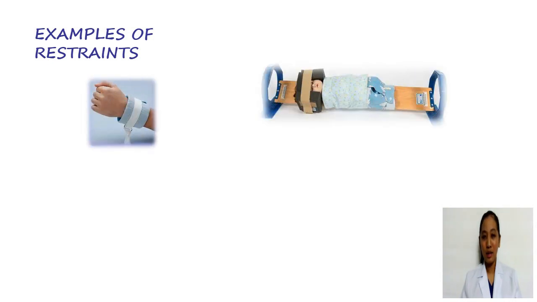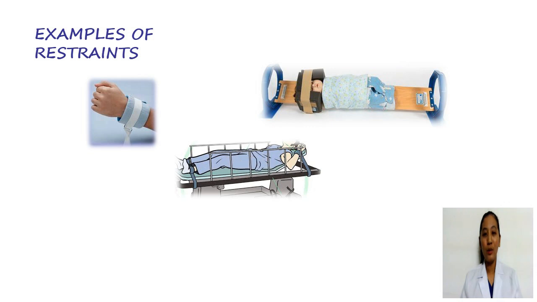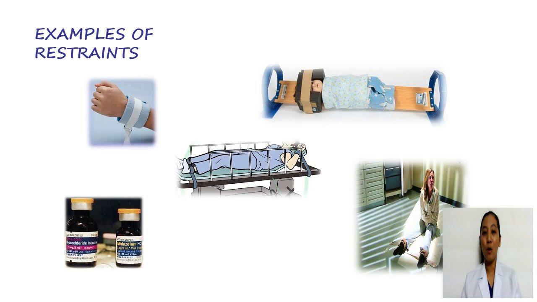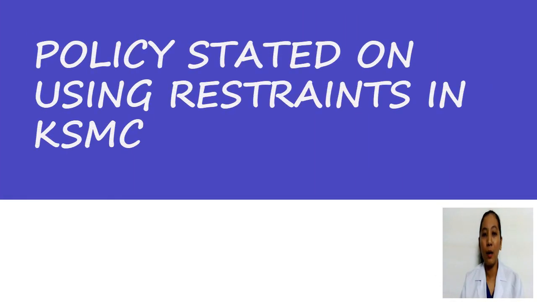Here are examples of restraint. This is an example of procedure-related protective immobilization. For this one, we can see two types of restraints, the physical and the protective device, which is the side rails. We also have chemical restraints, such as the sedations and muscle relaxants that we usually use in ICUs and in ORs. Now, let's proceed to the policy.